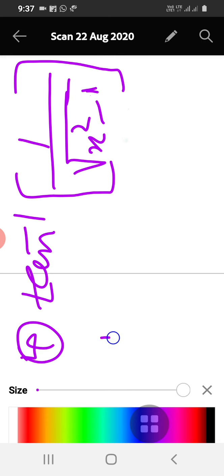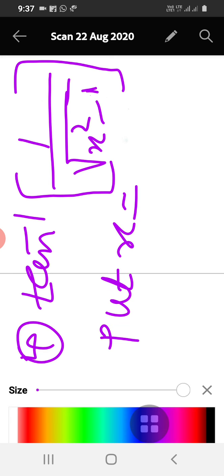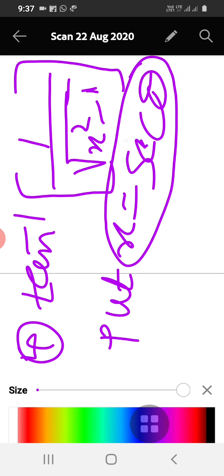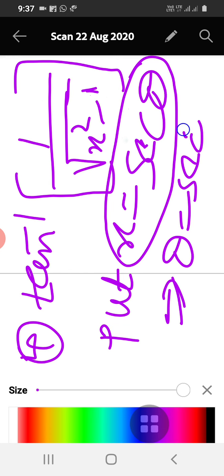As we did in the previous example, same substitution. Put x is equal to secant theta. This is the important substitution for the denominator. Then here theta becomes what? Secant inverse x. You can write these two steps here. Then I will substitute it in the denominator.